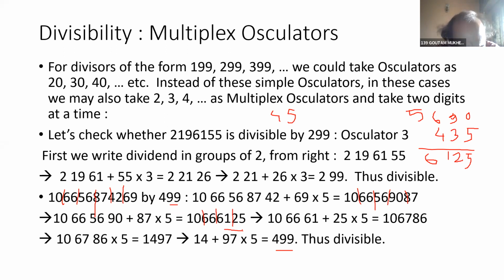Right. Got it? Yes, okay. Thank you. 106661 plus 25 into 5 is 125. I just add it. I got it: 106786, 106886. Oh, again, so there is something wrong here, no? 1067 plus 8. The plus is missing here.